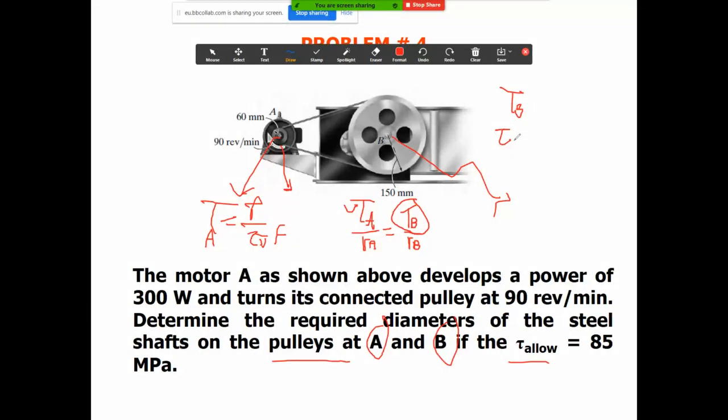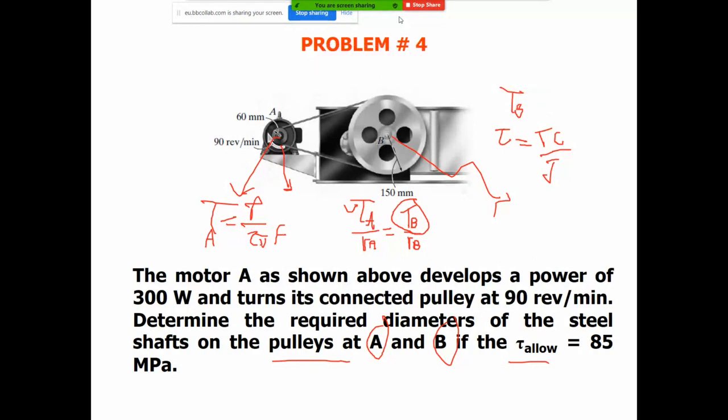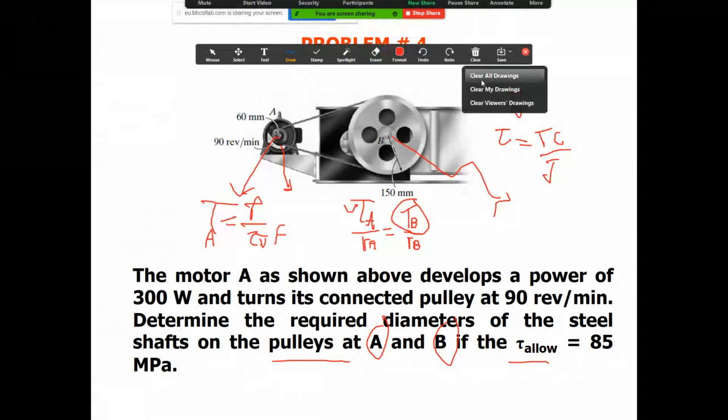If you know the torque at B, I can calculate the shear stresses at the shaft at point B, which can be calculated from T multiplied by C divided by J. C here will be the radius of the shaft, and J will be the polar moment of inertia for the shaft here. So once you have this, you just calculate the TB, and then you can calculate the tau and equate the tau with the tau allowable. You can find what will be the diameter of the shaft at point B. So this is the idea of this problem.